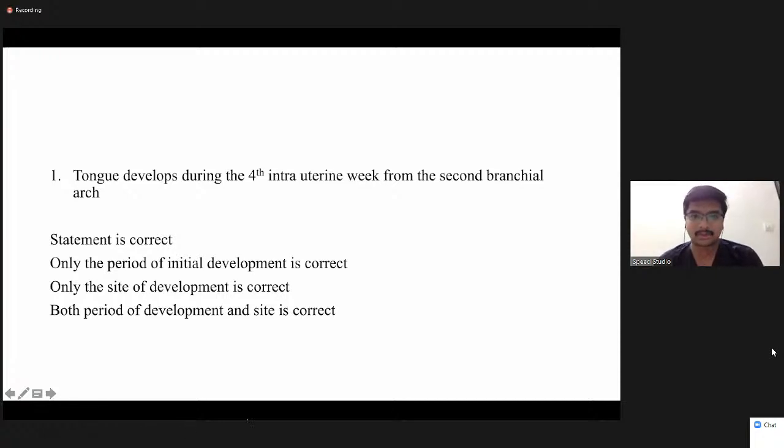On seeing the first question: the tongue develops during the fourth intrauterine week from the second branchial arch, and the following statements are there. The statement is correct. Only the period of initial development is correct. Only the site of development is correct.